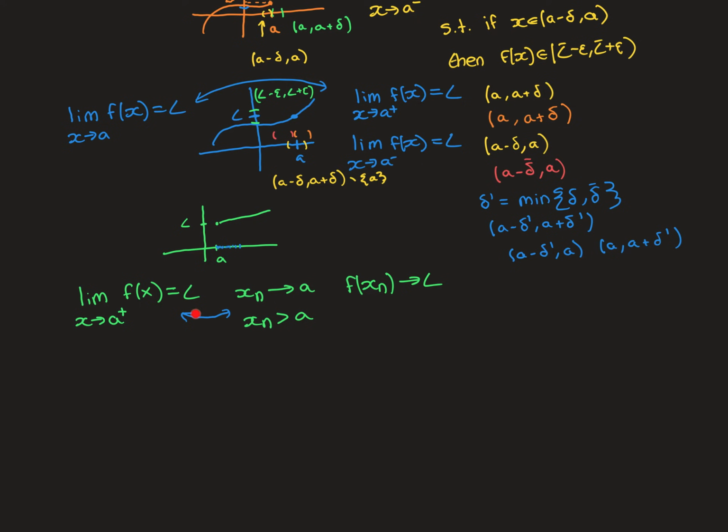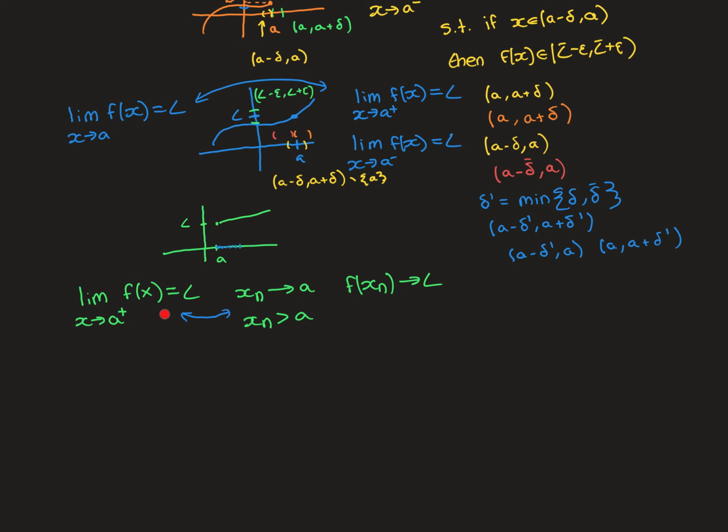So a few words then on the forward direction. So we're starting with the fact that the right-hand limit is equal to L, so that means that the value of the function gets and stays indefinitely close to L as you come into A from the right-hand side. This sequence is coming into A from the right-hand side, so then it follows that its image sequence is going to get and stay indefinitely close to L and converge to L. That's the basic idea of why this is true.